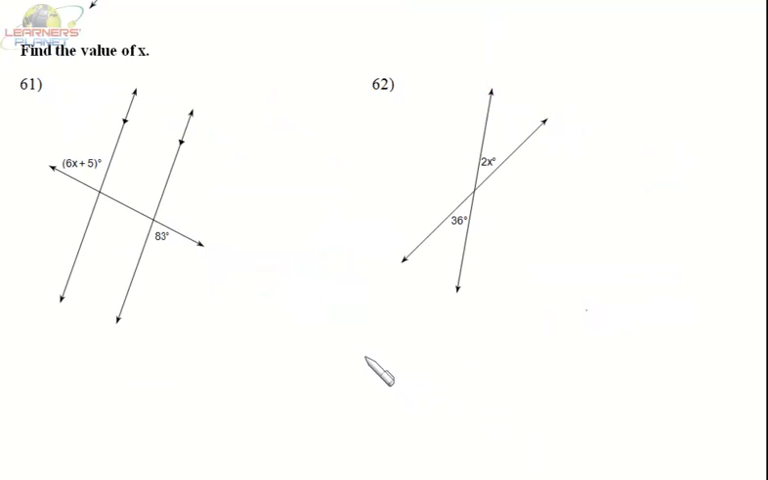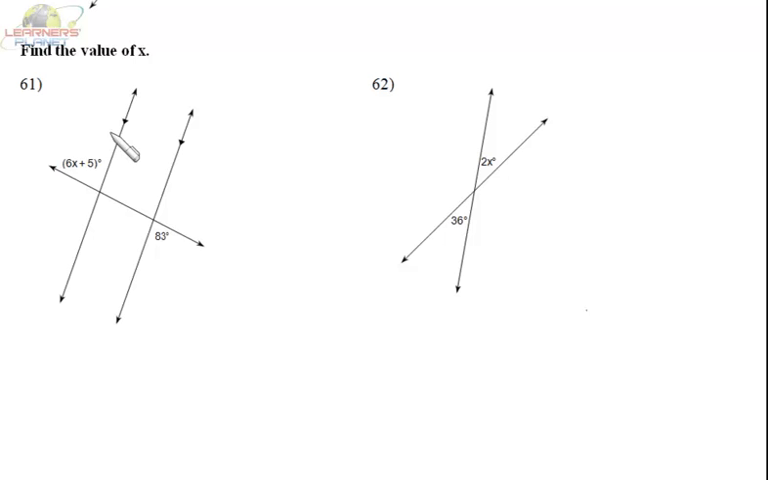Now in these questions, we have to find out the value of X, and we have to use the properties of the angles which we have discussed just now, that is corresponding angles, alternate angles, interior angles, and all that. Okay, so let's begin the questions. Here we see 6x plus 5 and 83. Since both of them are on the opposite side of this transversal and they are lying on the exterior side, so we call them alternate exterior angle.